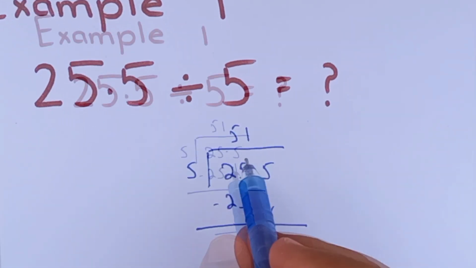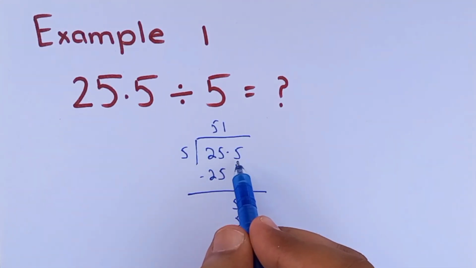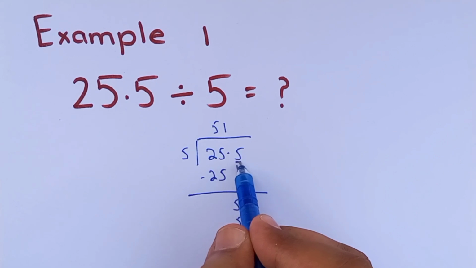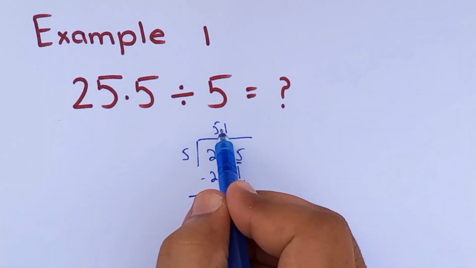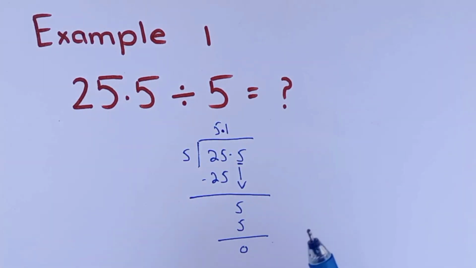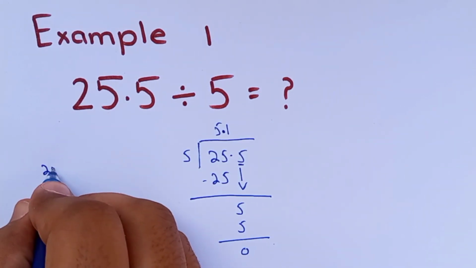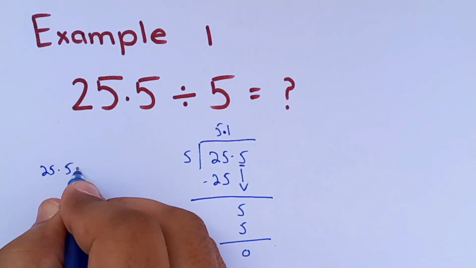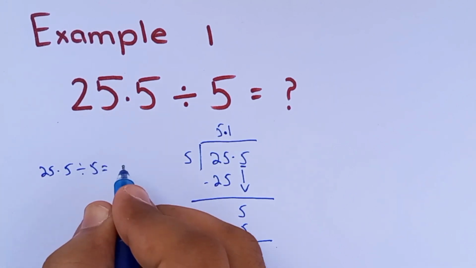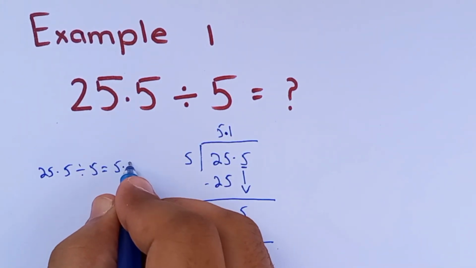So we can put a point, one place leave. So in this case, one place, so we can put it over there. Okay, so 25.5 divided by 5 is equal to 5.1. That is our answer.